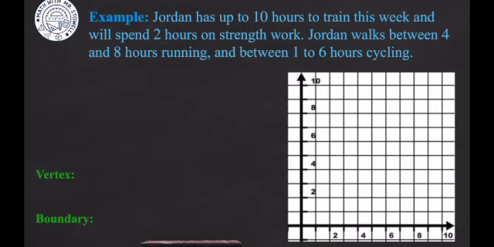So we have this word problem. Jordan has up to 10 hours to train this week. And we'll spend 2 hours on strength work.